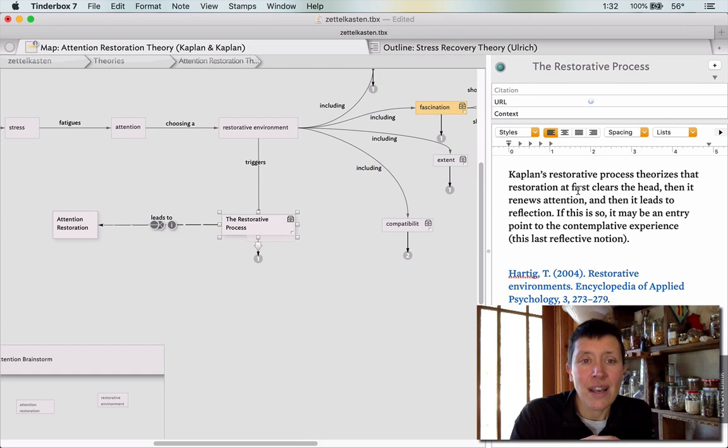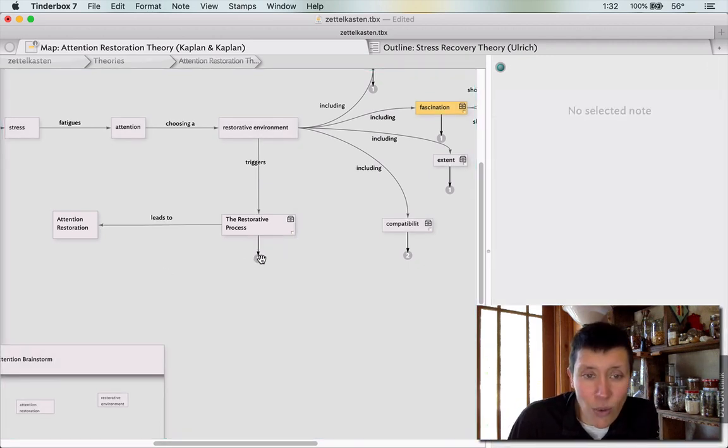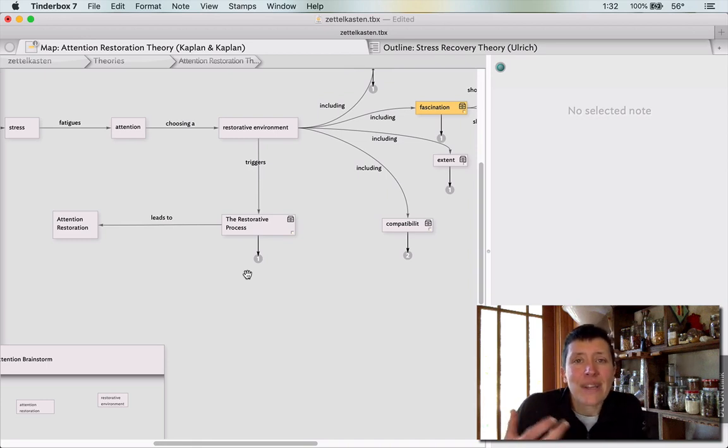But it stays part of this model, and it's accessible through this model no matter how many articles I read. It'll just change right here. This little 1 will be 2 or 3 or 4 or 5 or 10 in the future, because I've read all these articles that help me flesh out that one specific concept, which is what's happening when one is restored in an environment according to this specific model.